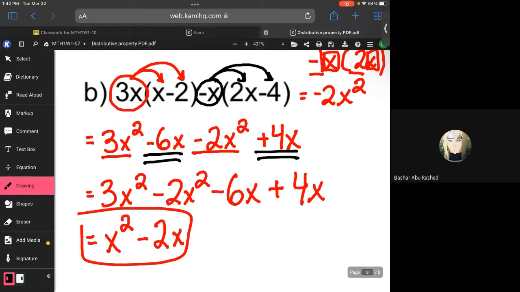Would we have to simplify all the way down for a test? No, you can just leave the underlined part, and if you can do it like that, you don't have to write that extra step. Oh, okay.